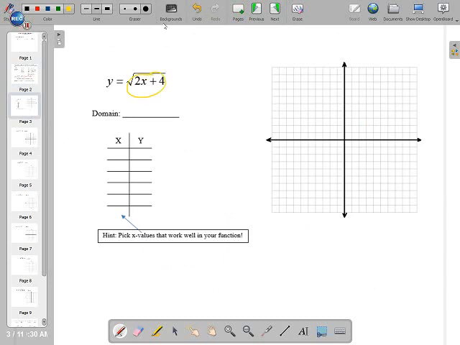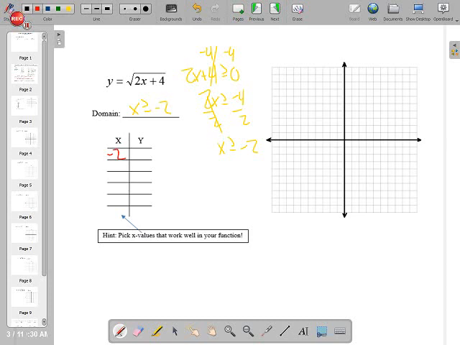First thing we're going to do is find the domain. So we're going to set 2x plus 4 greater than or equal to 0, and we're going to solve. So that means 2x is greater than or equal to -4, and when you divide, x is greater than or equal to -2. So x is greater than or equal to -2 is our domain, and that means we're going to start our table at -2.